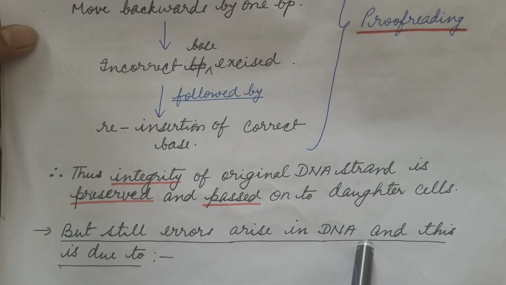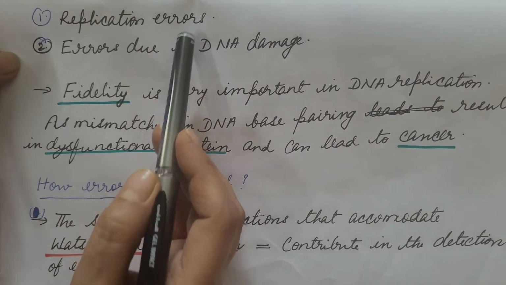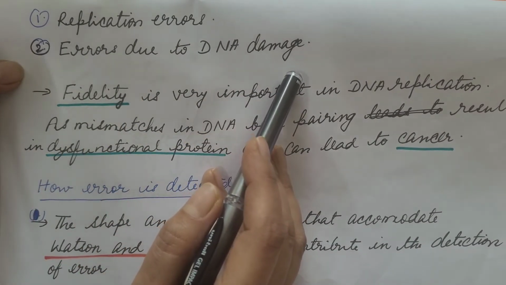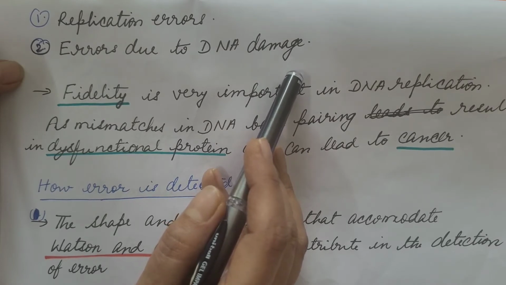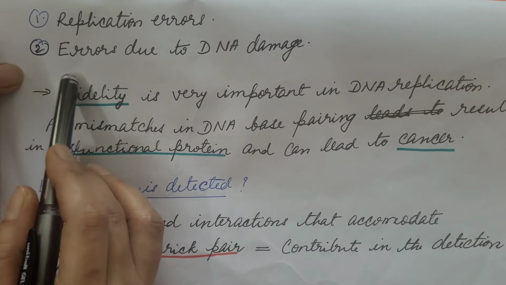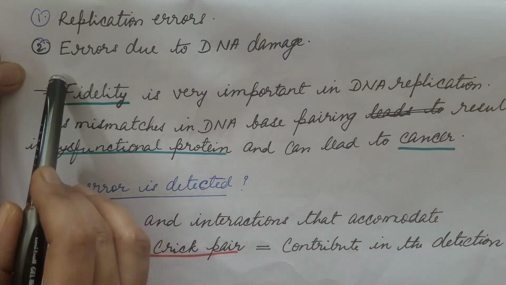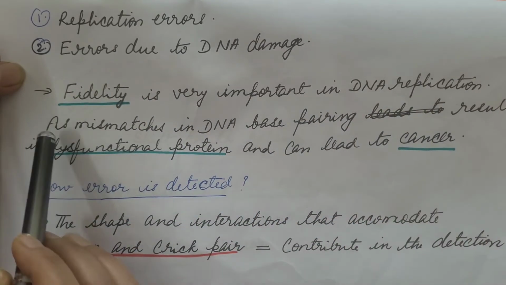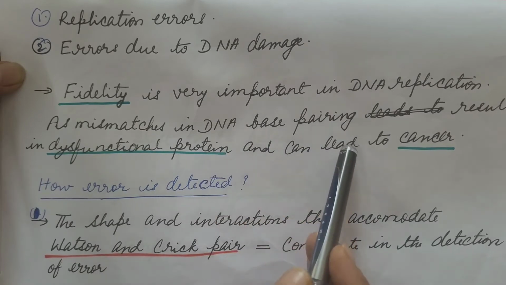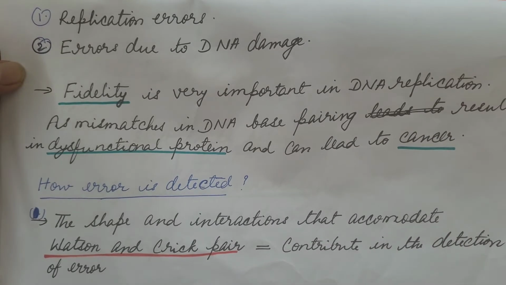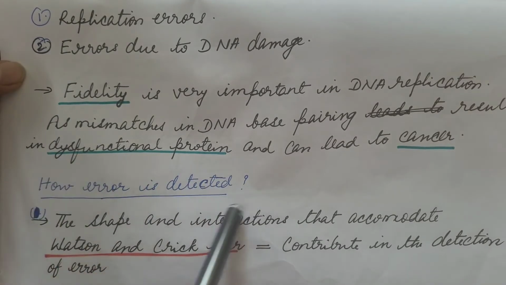But still errors arise in the DNA, and this is due to replication errors and errors due to DNA damage. DNA is damaged by various factors. Among them, one of the most important is UV radiation. It is important to maintain the fidelity of the DNA during replication, because mismatches in the DNA base pairing result in dysfunctional proteins and can lead to cancer. So it is very important to detect the error that is incorporated in the DNA strand, and how this error is detected.